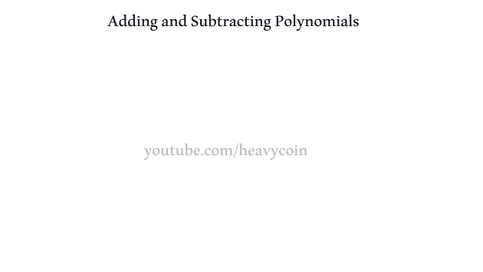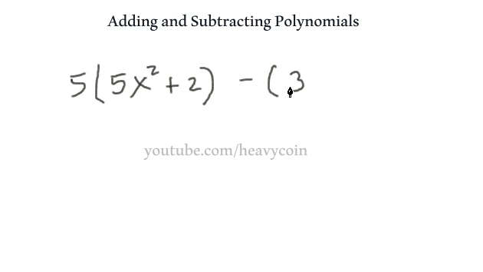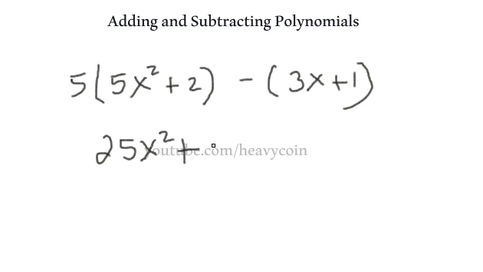Now we talked about the distributive property just a little while ago, so I'm going to go back to that. Let's say that we had 5 times x squared plus 2, and then minus 3x plus 1. We want to simplify this down, so we distribute this 5 across, so we have 5x squared plus 10, right? 5 times 2 is 10. Minus, distributing this negative across, minus 3x, and then minus 1.